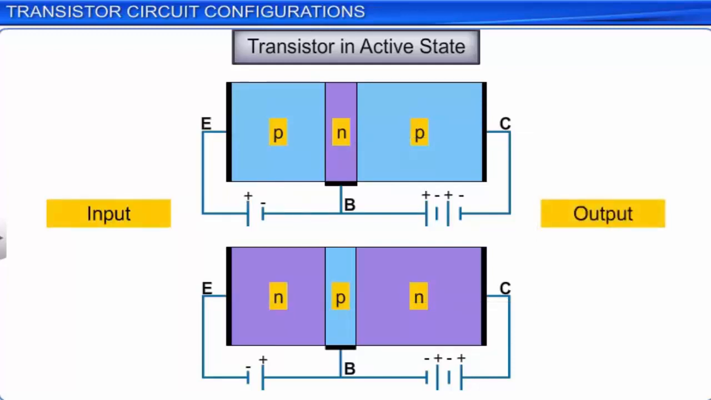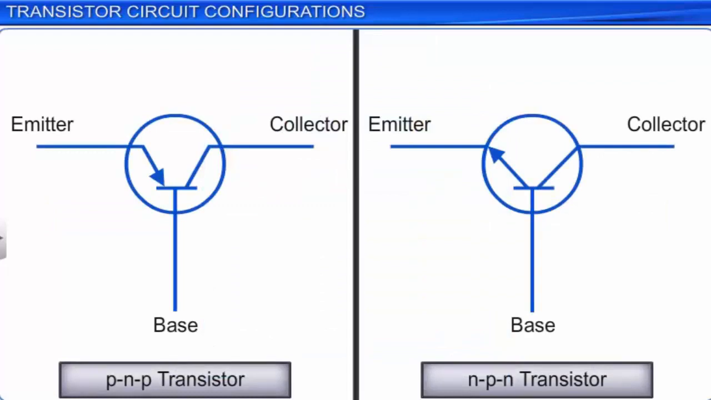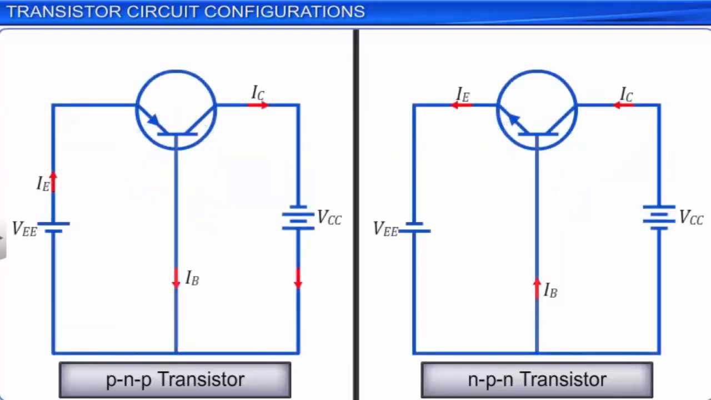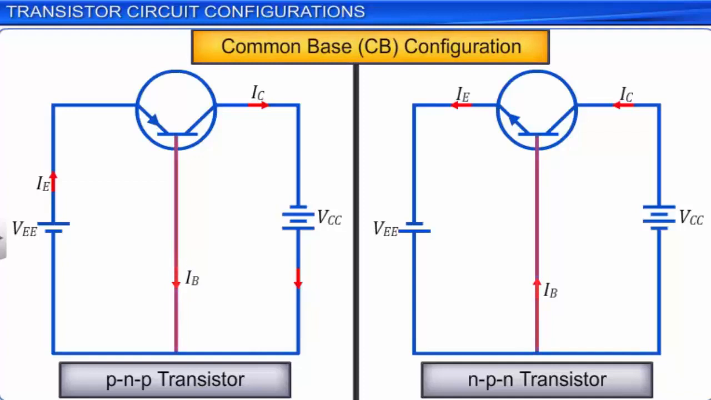Since a transistor is a three-terminal device, one of its terminals is common to both input and output. This gives rise to three transistor circuit configurations. When the base of a transistor is common to the input and output, the transistor is said to be in the common base configuration. In this case, the input voltage is represented as VEE and the output voltage is represented as VCC.